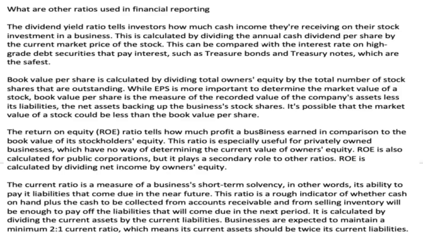What are other ratios used in financial reporting? The dividend yield ratio tells investors how much cash income they're receiving on their stock investment in a business. This is calculated by dividing the annual cash dividend per share by the current market price of the stock. This can be compared with the interest rate on high-grade debt securities that pay interest, such as treasury bonds and treasury notes, which are the safest.